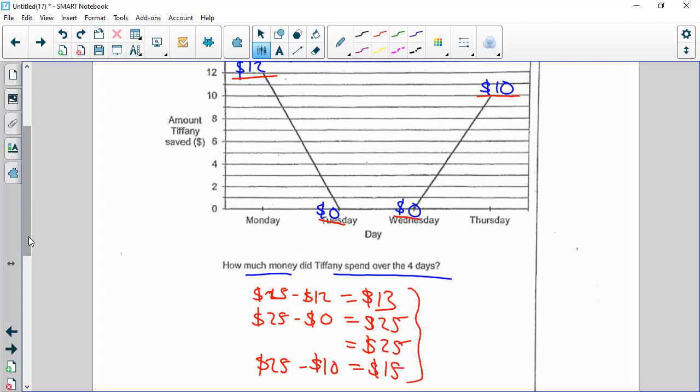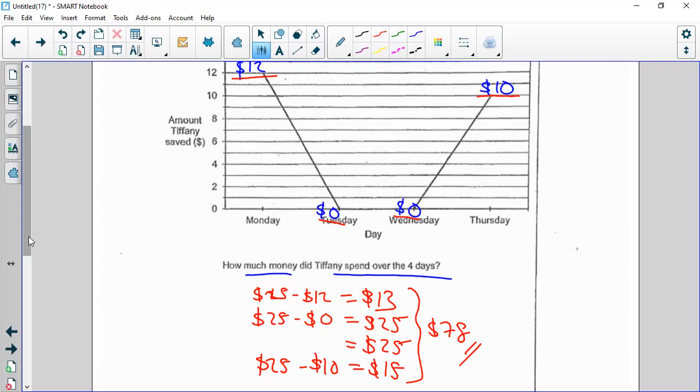So what is the total spending? Do you do that? Right, so you take 13 plus 25 plus 25 plus 15. So she must have spent altogether $78. Did anyone get tricked and add up all the savings? Okay, all right, Suren, what's the question?